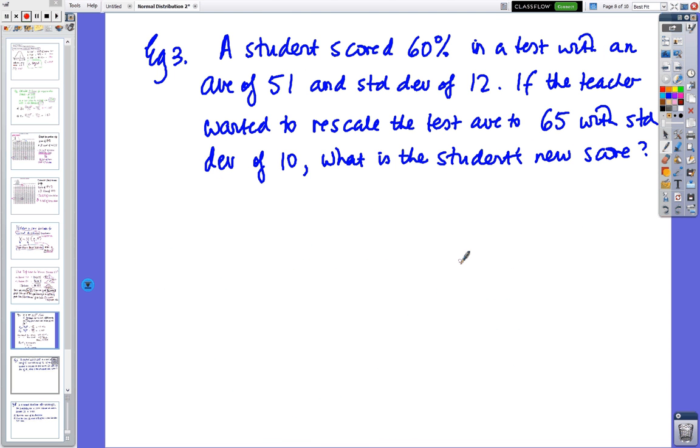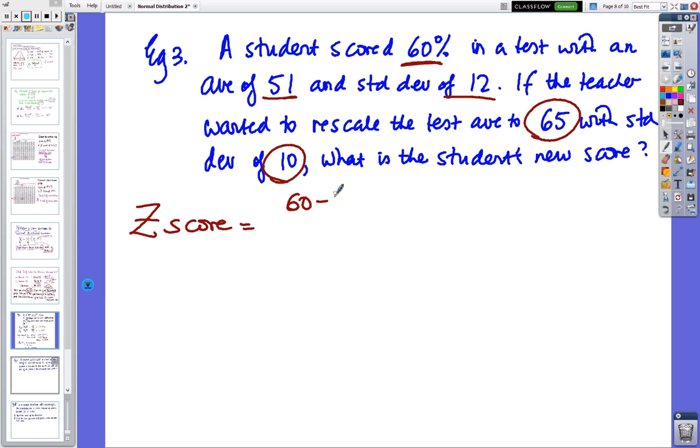Okay, so another advantage with Z-scores is you can actually use it to rescale. So one student scored 60% in a test with an average of 51 and standard deviation of 12, and the teacher said that the average was too low, so I'm going to rescale it to an average of 65 and a standard deviation of 10. So this is what's happening. The Z-score is 60 minus 51 over 12, which is 9 over 12, which is 0.75.